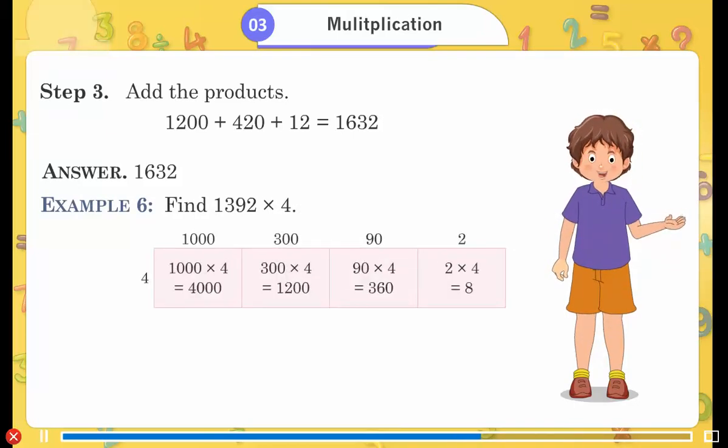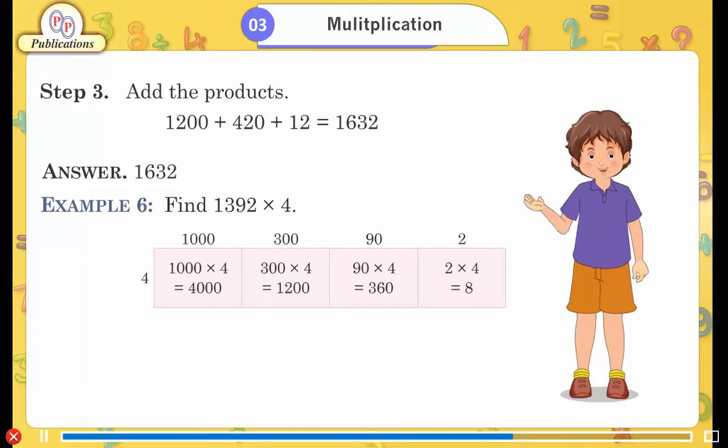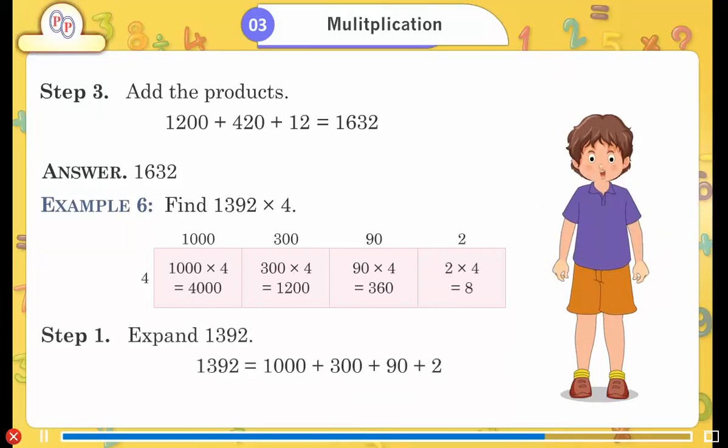Example 6. Find 1392 into 4. 1000 into 4 is equal to 4000. 300 into 4 is equal to 1200. 90 into 4 is equal to 360. 2 into 4 is equal to 8. Step 1. Expand 1392. 1392 is equal to 1000 plus 300 plus 90 plus 2.